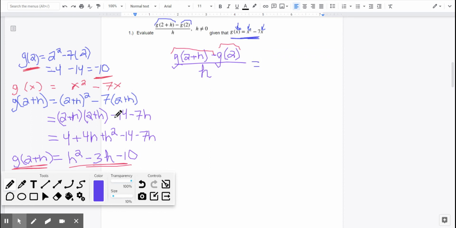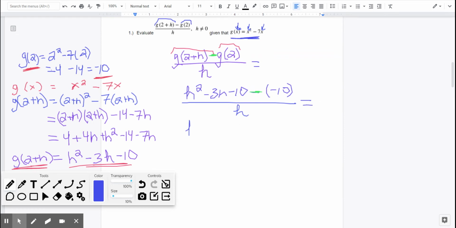So this is equal to h squared. I decided to come down here. Of course, you can do your work horizontally. I just decided to drop down to the next line. So I have h squared minus 3h minus 10, the minus from the formula, and then a negative 10 for the value of g of 2. So there's a minus from the formula. Let me accentuate that. So there's a minus here in this formula. That's this minus right here. And then there's a negative on the value of g of 2. And then that whole thing is over h because that's the original formula that we were given.